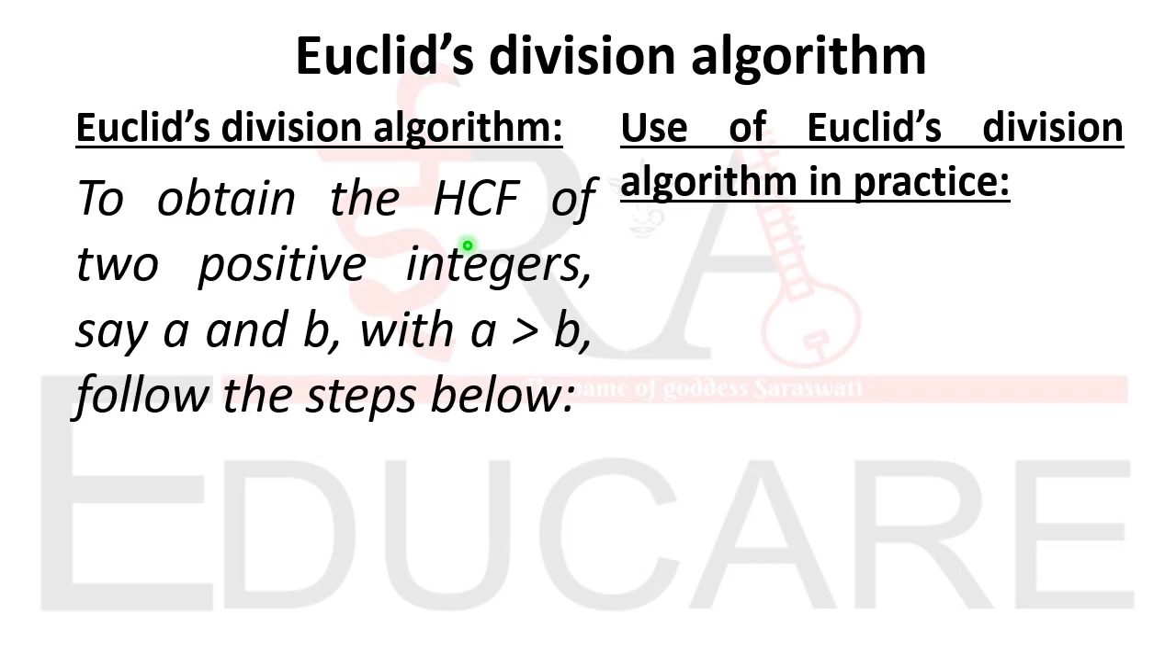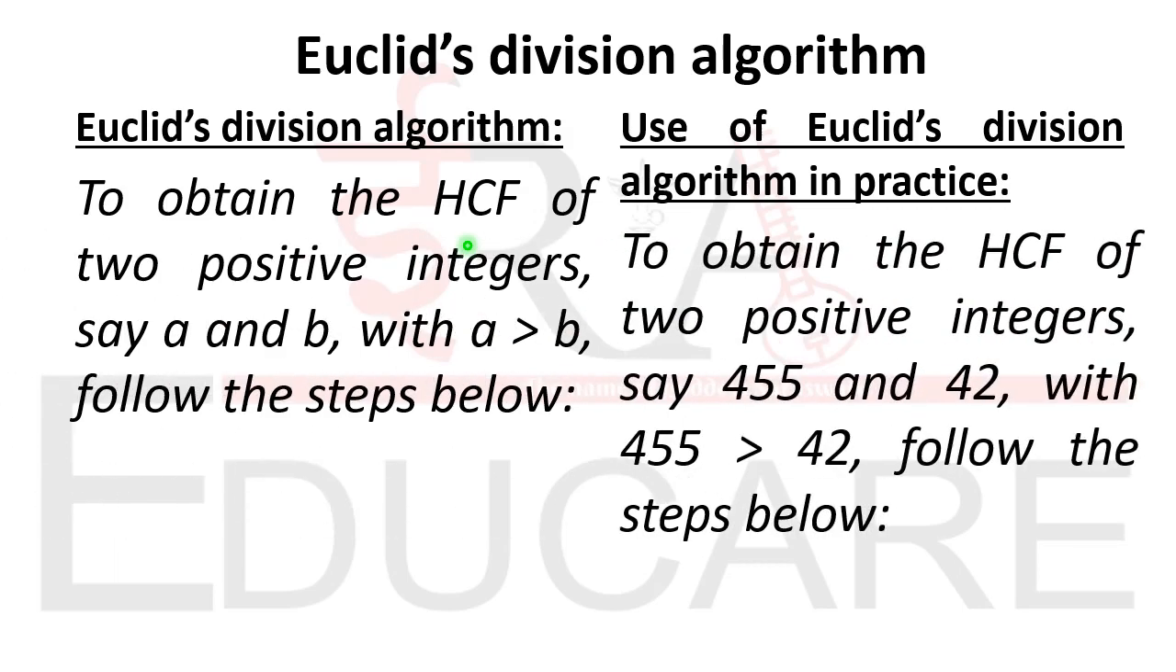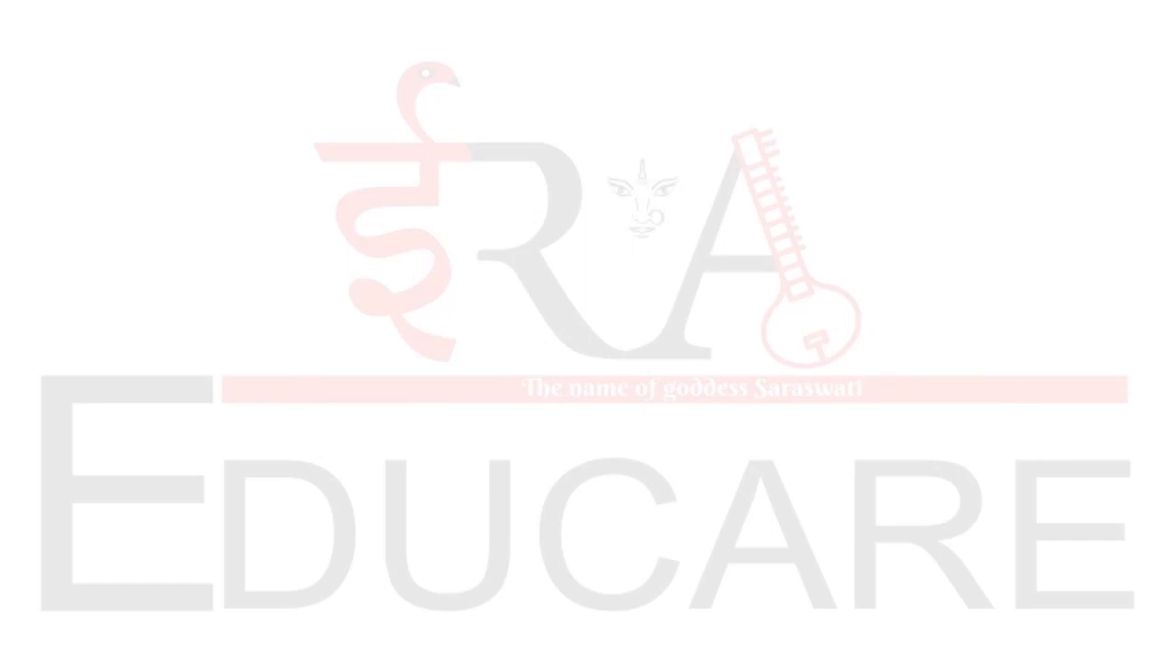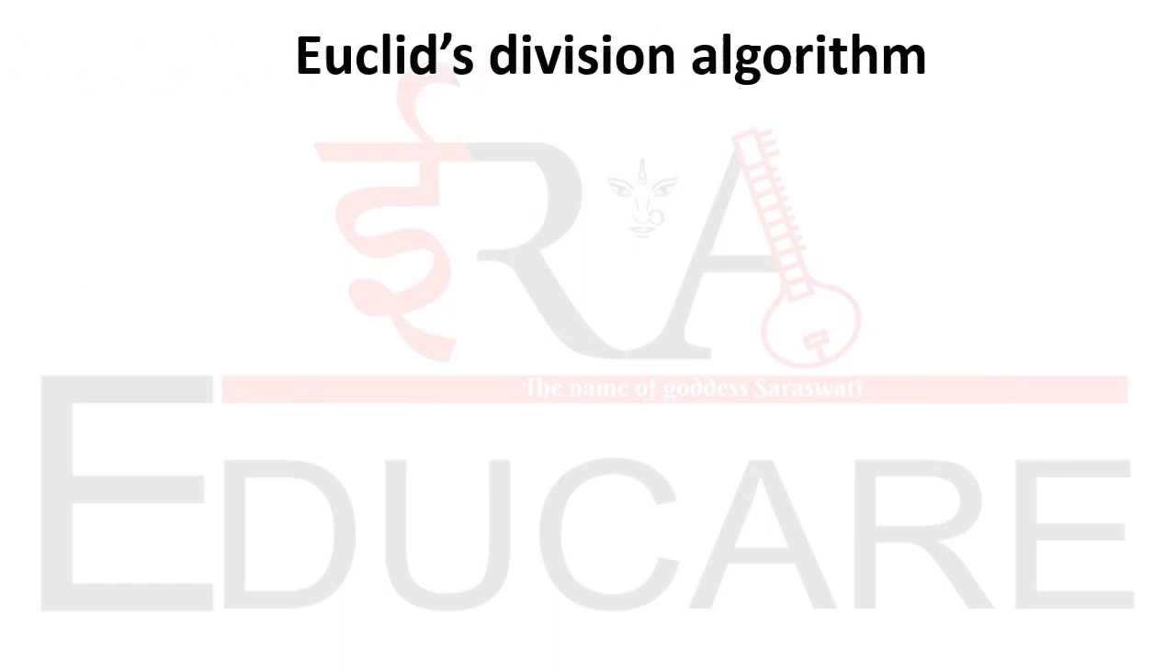Now how do you use that? Let a and b be two numbers. Here the two numbers are 455 and 42, for which we find the HCF. So I want to find the HCF of 455 and 42, where 455 is greater than 42. There are some steps. So now we start with step number 1.